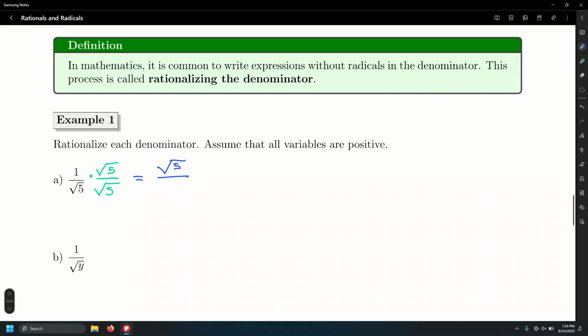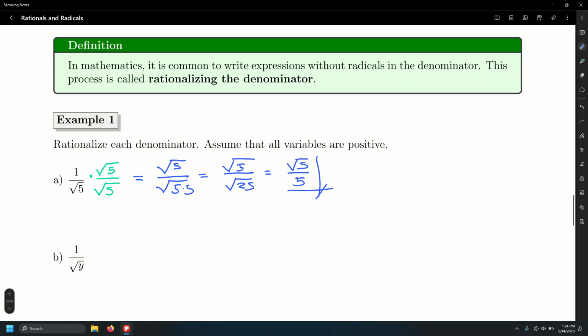And then in the denominator, what do we have? The square root of 5 times itself, so that's going to be the square root of a product, 5 times 5, which equals the square root of 25, which is 5. And we're done. So again, the idea is to rewrite that given quantity with a radical in the denominator in a way that no radicals appear in the denominator.